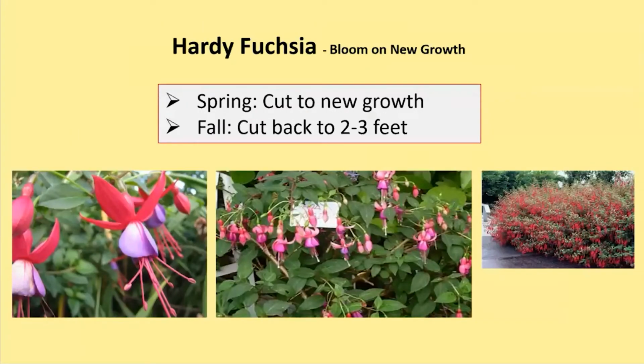And fuchsia is the last shrub we're going to talk about. It's really a subshrub, but just keep in mind it blooms on new growth. I know some people think their fuchsia at the end of fall, winter just looks so ratty. They can't stand it. They have to cut it back. And if you must, keep it to about 2 to 3 feet. But in the spring, you want to wait until new growth has come out before you cut to the new growth, just to make sure that stem is still viable.